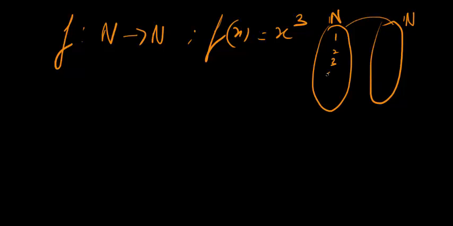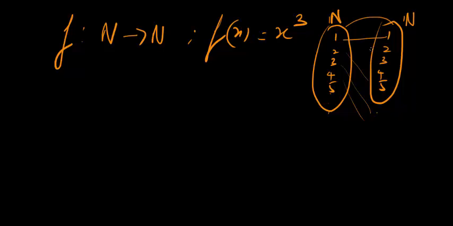1 2 3 4 5, it goes on. Again, I'll have 1 2 3 4 5, it goes on. So 1 cube is 1, 2 cube is 8, 3 cube is 27, 4 cube is 64, 5 cube is 125. You see, they are all getting connected to a unique value in the second set, or in the codomain, isn't it? And that's exactly why this is a 1-1 function. So I have gone ahead and proved to you that the function is 1-1.